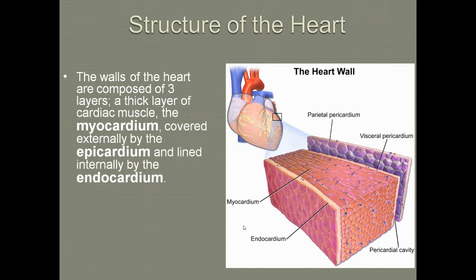The walls of the heart are composed of three layers: thick layer of the cardiac muscle, the myocardium, and they're covered externally by the epicardium. This is the epicardium in the picture, you can see very clearly, and lined internally by the endocardium, and you can see endocardium also. So epicardium, myocardium, endocardium.